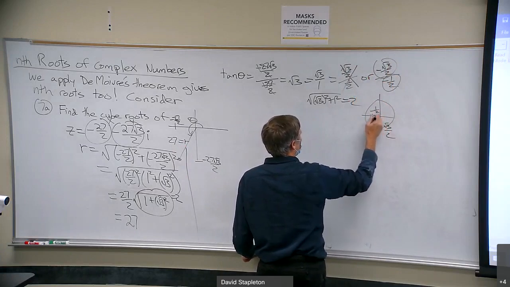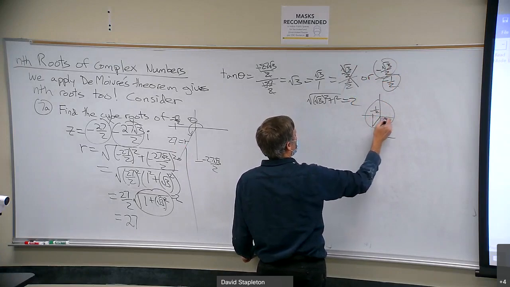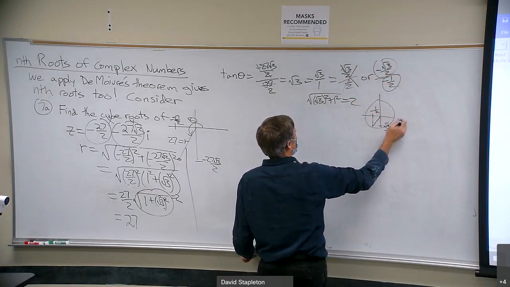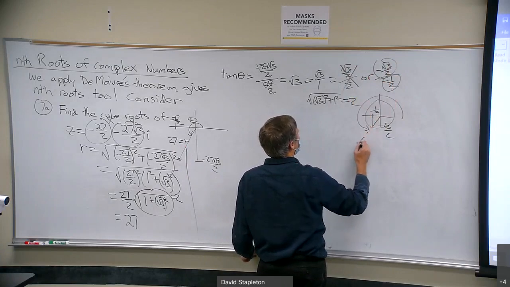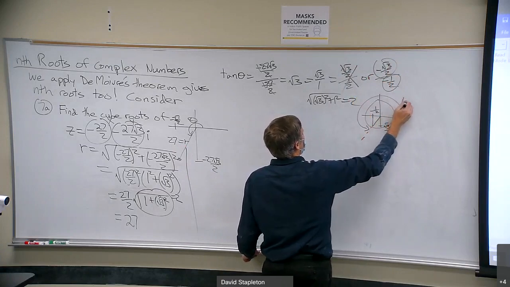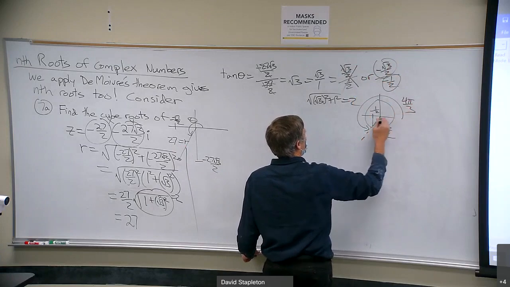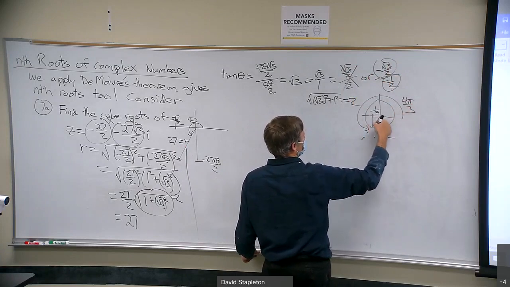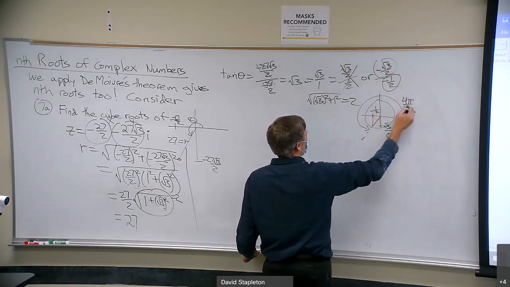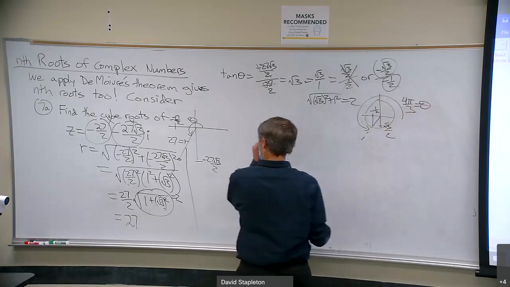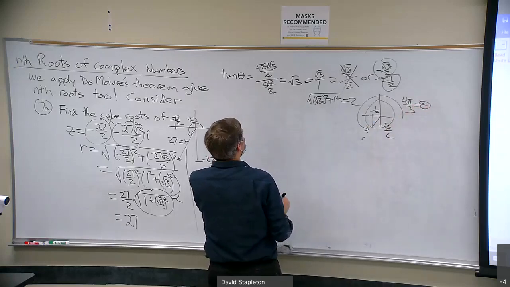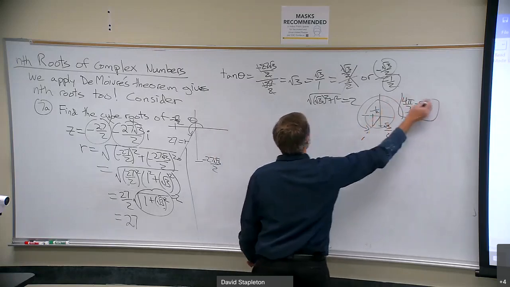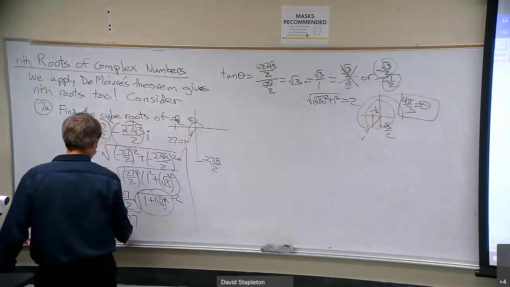I know this triangle, right? It's a 30, 60, 90. This angle, evidently, is 4 pi over 3, right? This one's pi over 3, the reference angle, 60 degrees. Pi plus pi over 3 is 4 pi over 3. All right, so now I've got my angle and my distance. Theta is 4 pi over 3. R is 27.